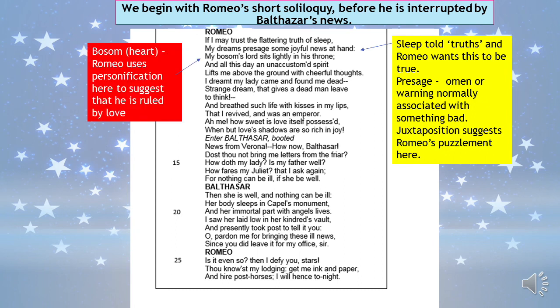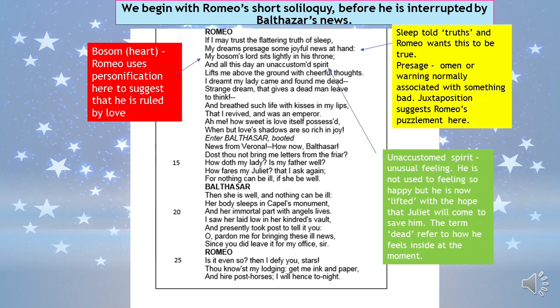The idea that he talks about, my bosom's lord sits light in his throne. Bosom is the heart, and he uses personification here to suggest that he's ruled by love. So the idea that love is the one that sits on the throne, which is Juliet. Juliet symbolises that love for him. And when he says here about unaccustomed spirit, this unusual feeling that he has, don't forget, he's been banished and he's not used to feeling so happy, but now he's lifted with the hope that Juliet will come to save him. That's all he's waiting for.